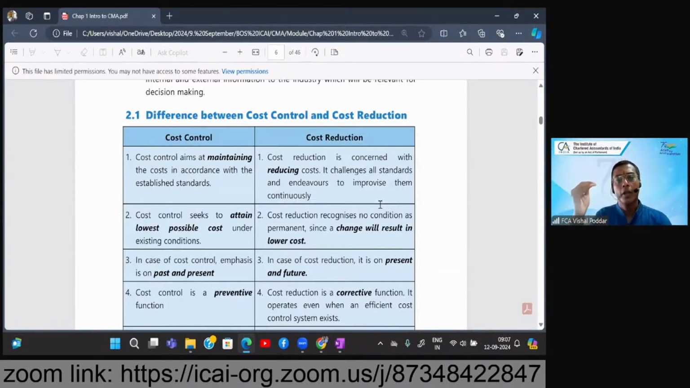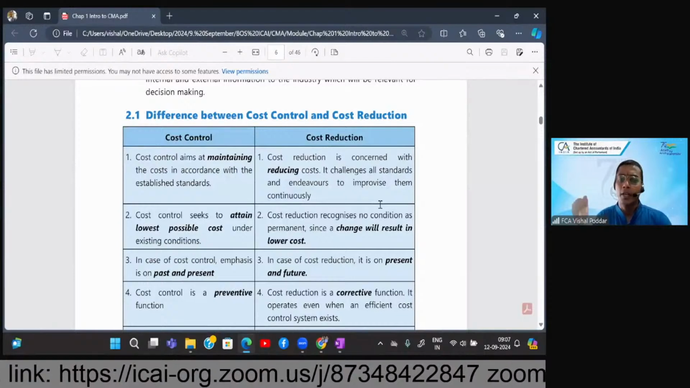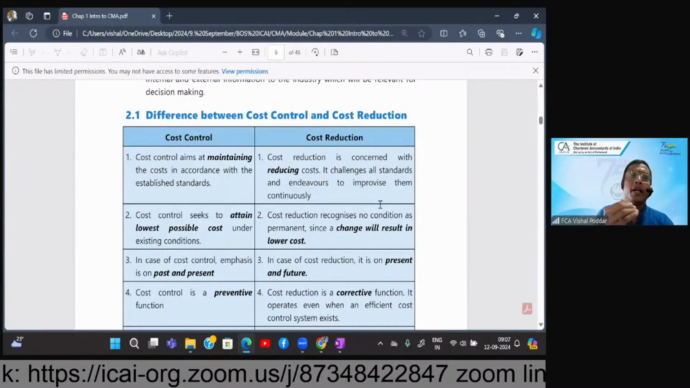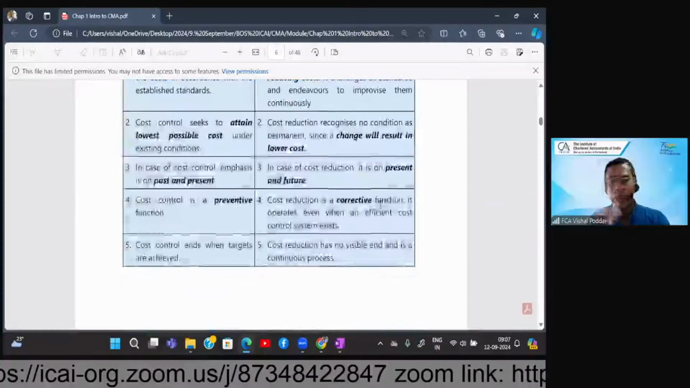So reduction is bringing your cost down from 10 to 9 to 8 to 7, reaching the ideal level, that is reduction. And once you reach the ideal level, maintaining it at that level is control. So that is the basic difference.